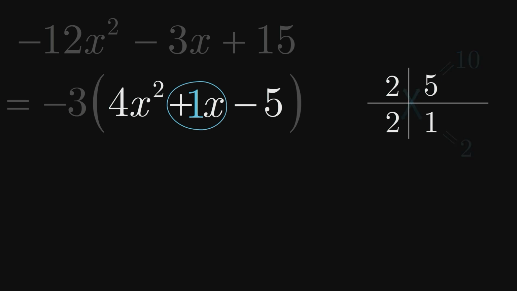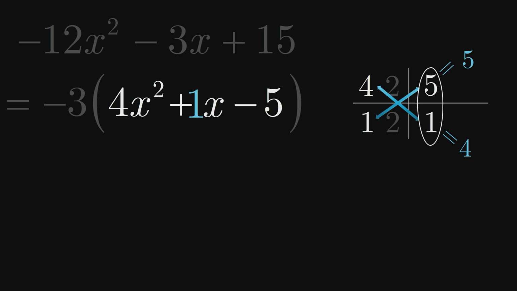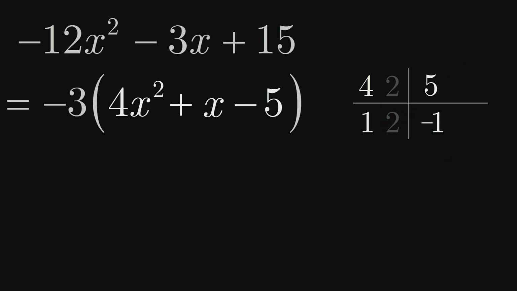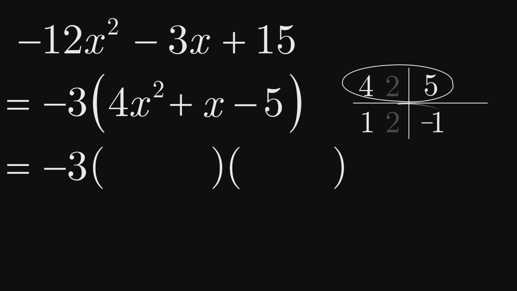Instead of using 2 and 2 to multiply to 4, let's try 4 and 1. Now our cross products are 4 and 5, and if this 4 was negative, we'd get our desired sum of 1. Furthermore, we know that either the 5 or the 1 here must be negative to multiply to negative 5. So we make the 1 negative, which then gives us the negative 4 we want for the cross product. Finally, we write out our fully factored expression, which is negative 3 times 4x plus 5 times 1x minus 1.